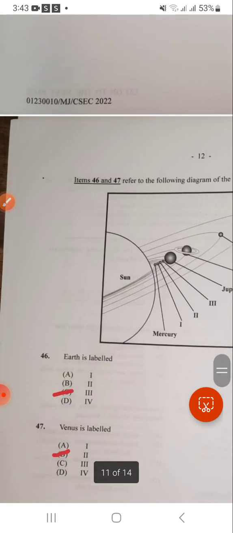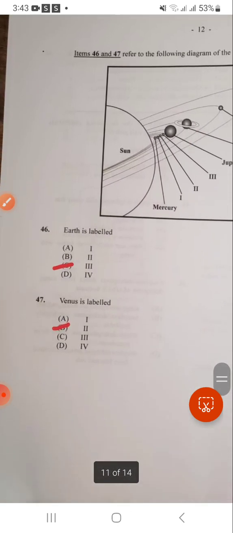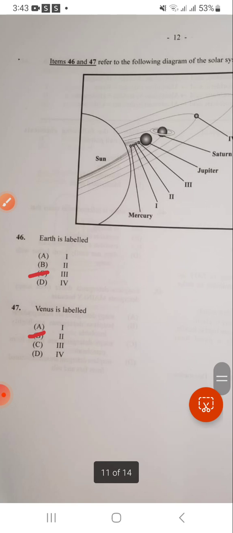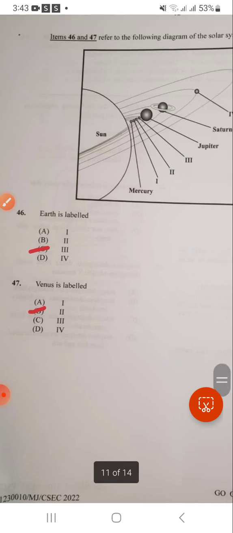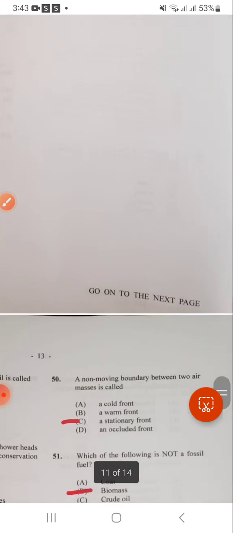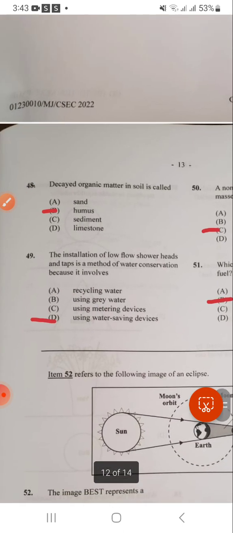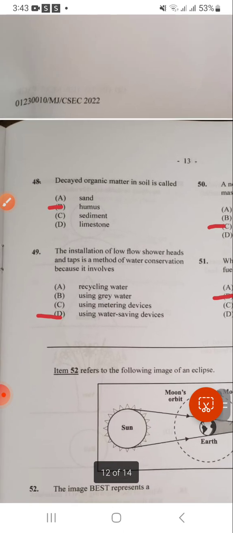Right, let's move to number 46. Earth is labeled as 3, the third planet away from the sun, that is C. Venus is labeled as 2, the second planet away from the sun, which is B. Number 48. Decayed organic matter in the soil is called humus. B.